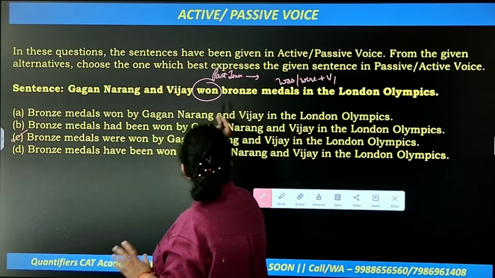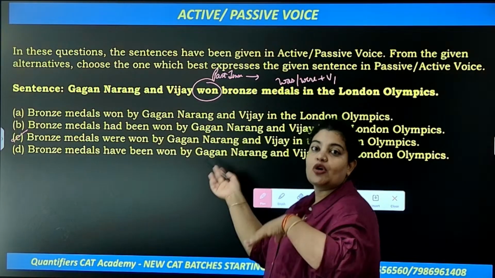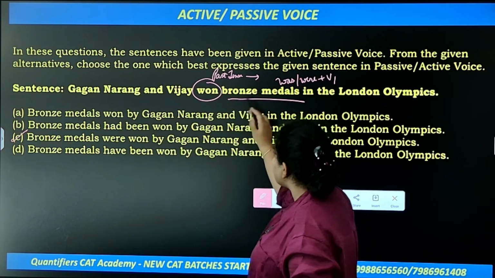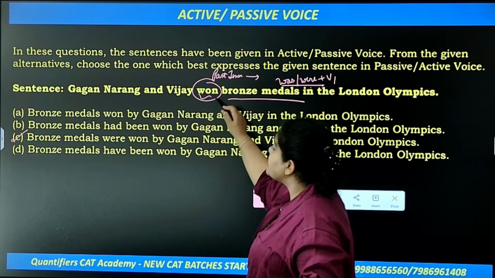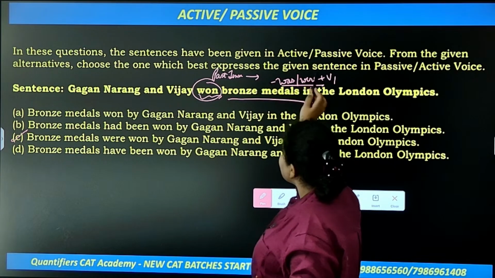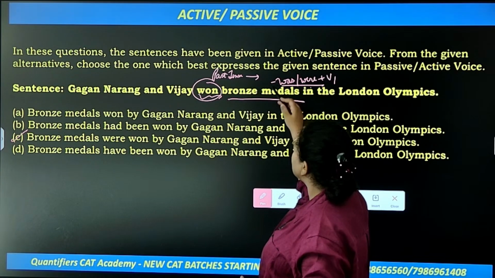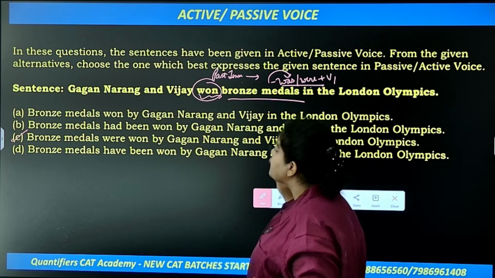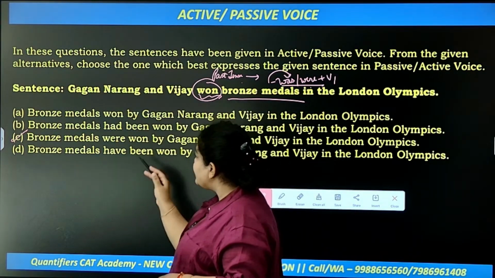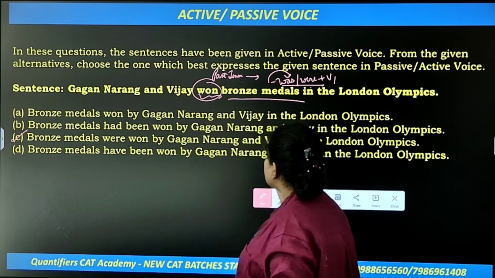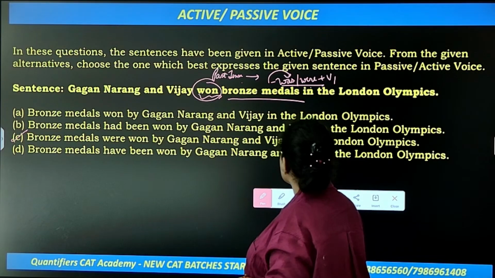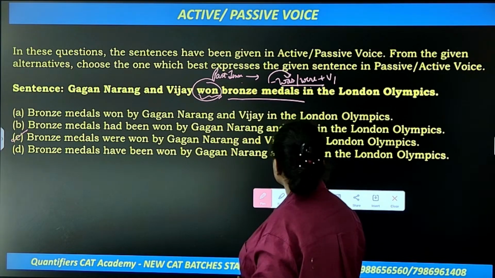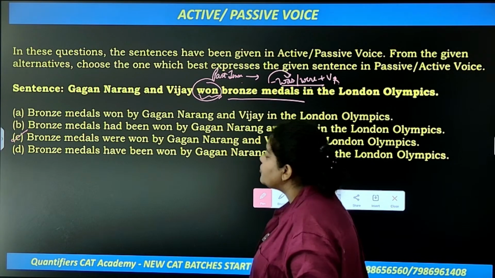So bronze medals, we do the same, right? The subject becomes the object and the object becomes the subject. So bronze medals were won. Why 'were'? Because the object here is plural. So how do we change it into passive voice? We change simple past into was or were plus the first form of the verb. So bronze medals were won by Gagan Narang and Vijay in the London Olympics. Okay. So yeah, the active sentence is in the verb's second form, right?